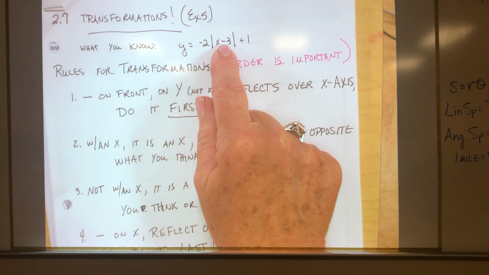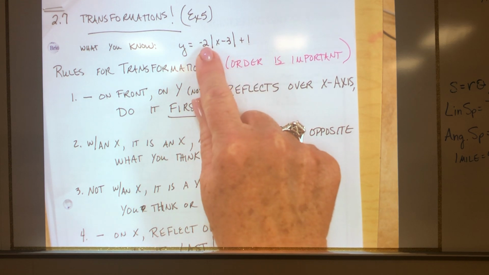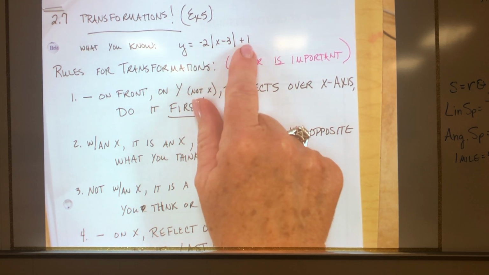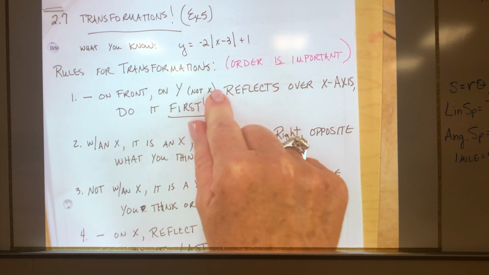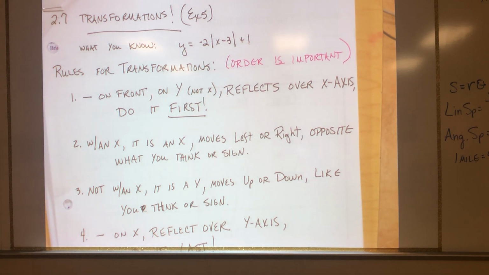Okay, so if it's with an X, it is an X. It moves left to right, opposite what you think. And Y's do just what you think. This 2 is my slope, so from that vertex point at 3, 1, you will go down 2 and to the right 1 and to the left 1. How many points did I ask you to put on your absolute value equations? 3. The vertex, and use the other 2 points to show me your slope.